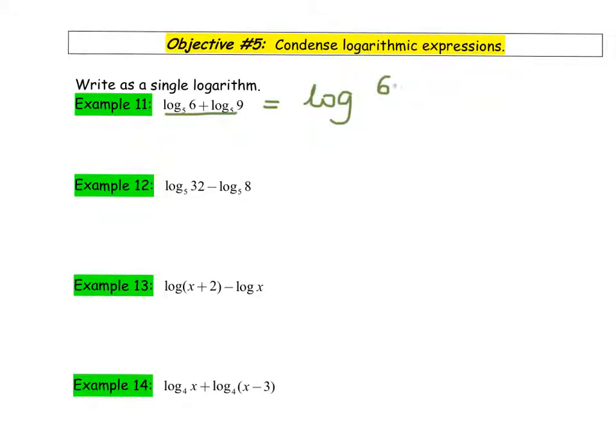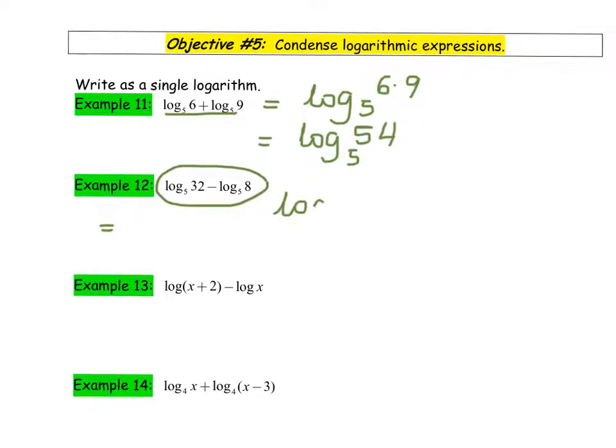So it's 6 times 9 base 5. 6 times 9 is 72. What am I doing? 6 times 9 is not 72. I don't know how to erase this one. Let me see. Good. 6 times 9 is 54 base 5. This is subtraction. Subtraction becomes division to the base 5. 32 over 8 is log 4 to the base 5.